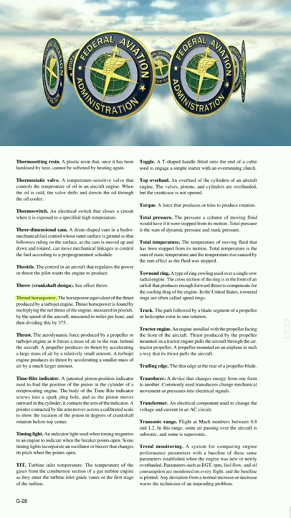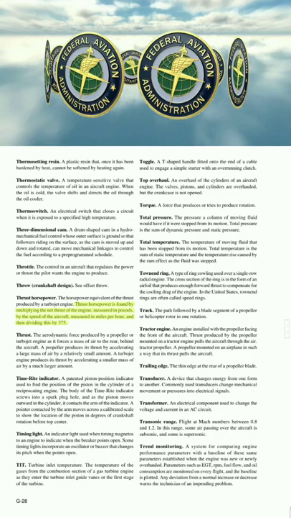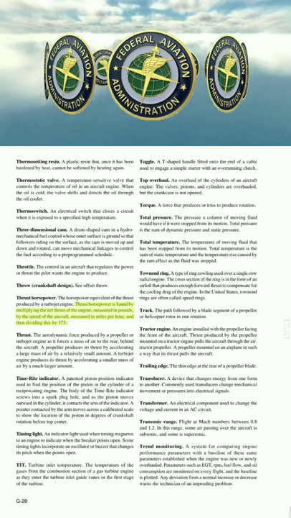Thrust horsepower. The horsepower equivalent of the thrust produced by a turbojet engine. Thrust horsepower is found by multiplying the net thrust of the engine, measured in pounds, by the speed of the aircraft, measured in miles per hour, and then dividing this by 375.